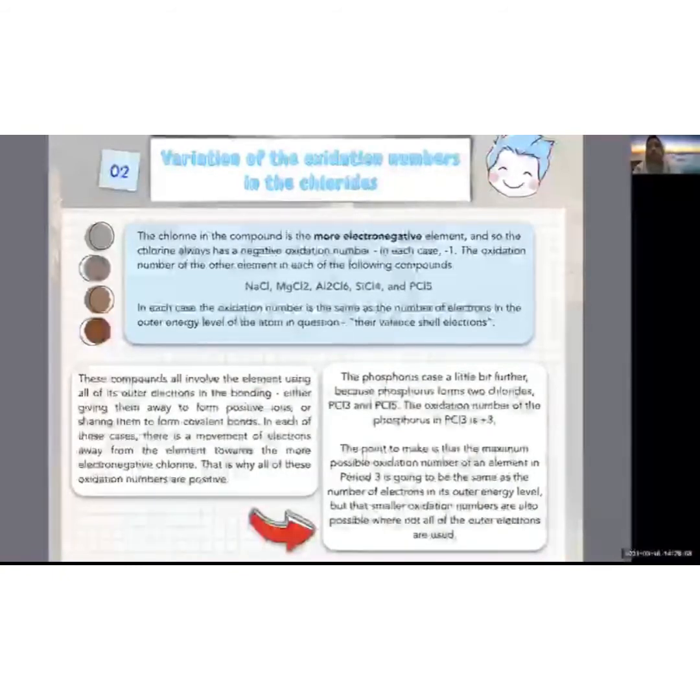Okay, second is the variation of the oxidation number in the chlorides. The chlorine in the compound is the more electronegative element, and so the chlorine always has a negative oxidation number. In each case it is -1. The oxidation number of the other element in each of the following compounds: NaCl, MgCl2, Al2Cl6, SiCl4, and PCl5.